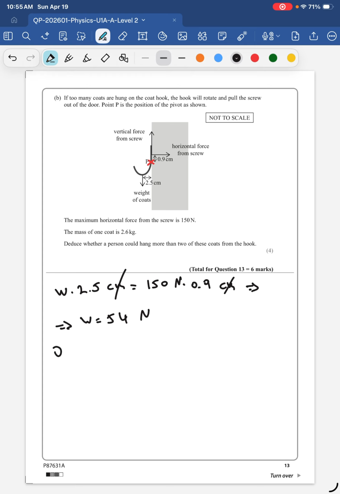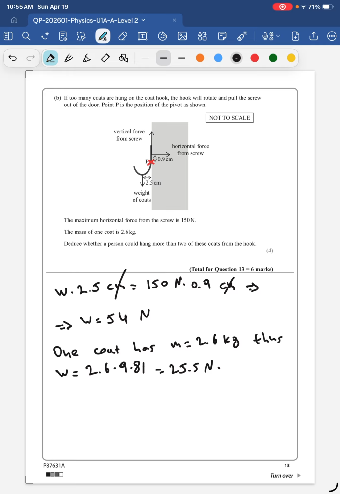So one coat has a mass of 2.6 kilograms. Thus, the weight is equal to 2.6 times 9.81. So that's 25.5 newtons. Okay, so I'm trying to say that the weight of one coat is 25.5 newtons, okay?